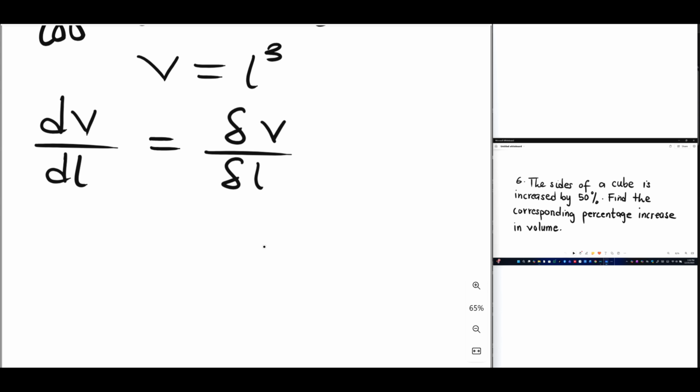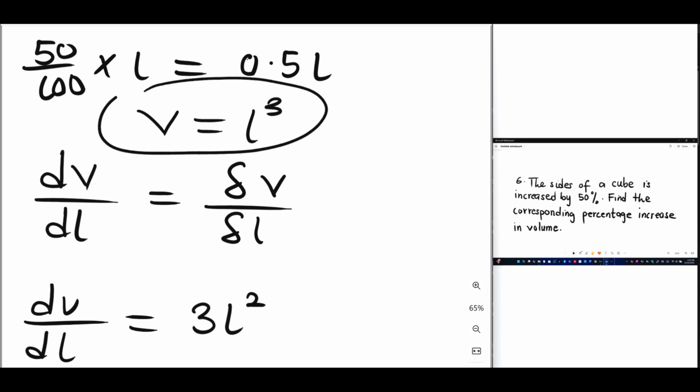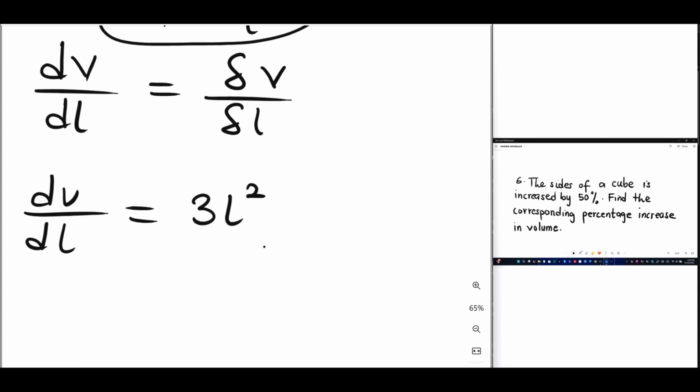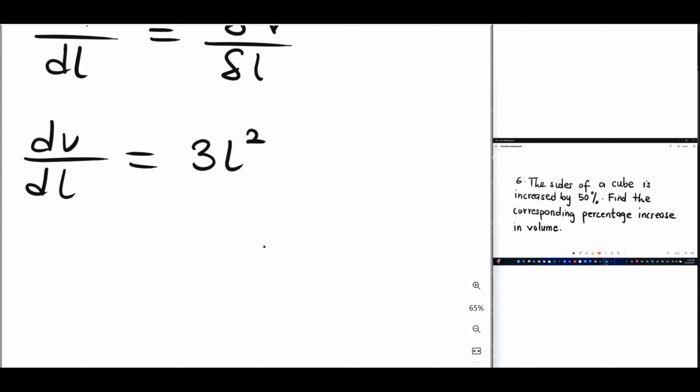So let us differentiate. Let's take the left-hand side of the formula. dV/dL will give us 3L squared. We are differentiating this particular function. Let us also bring our small change in L. Our small change in L is 0.5L. That is 50% of L. That is the increment.